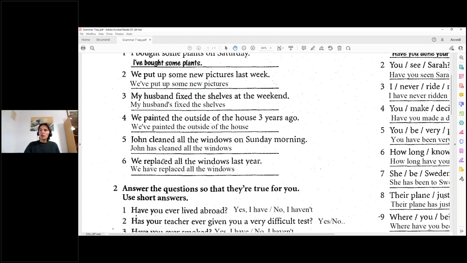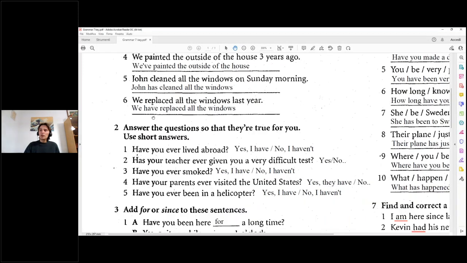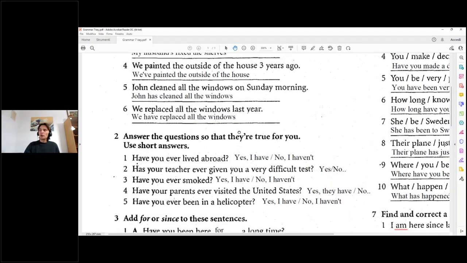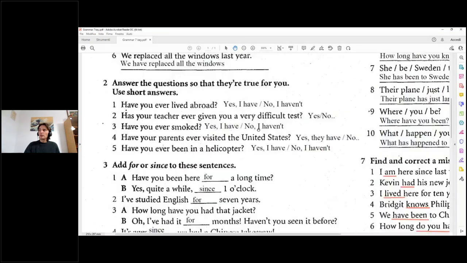Quando non si sa. John cleaned all the windows on Sunday morning. John has cleaned all the windows. Quindi, John pulì tutte le finestre domenica mattina. John ha pulito tutte le finestre. Se dovessimo tradurre letteralmente. Number 6, we replaced all the windows last year. We have replaced all the windows.